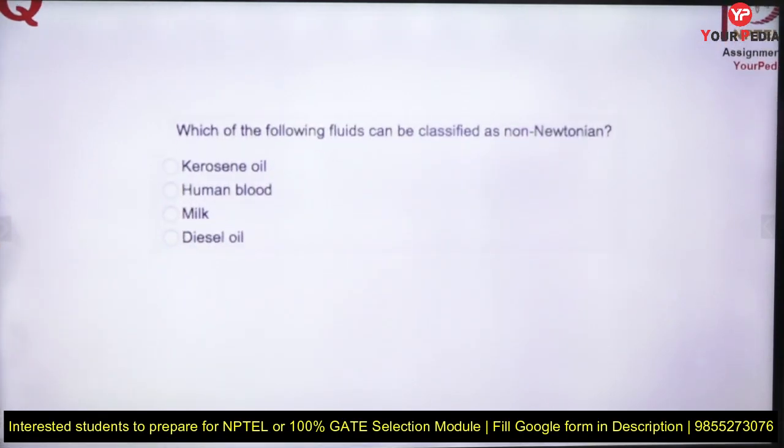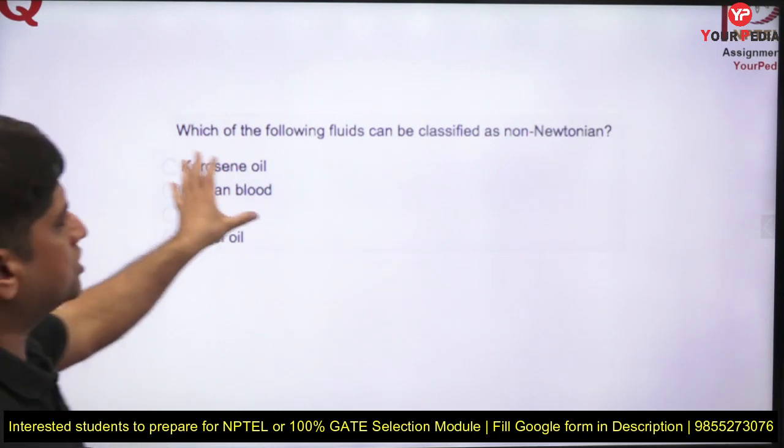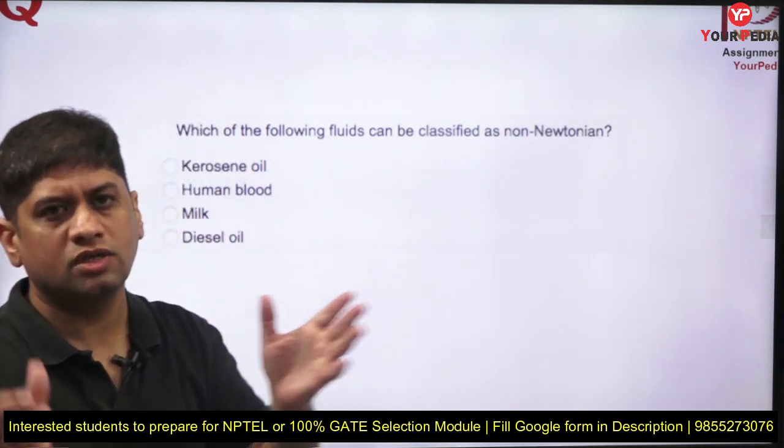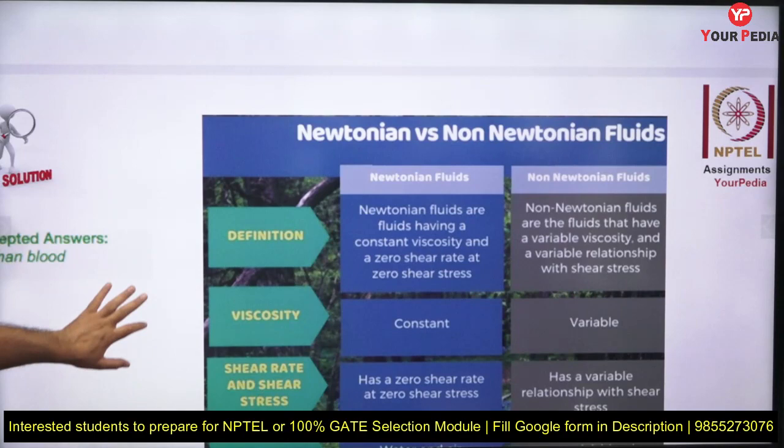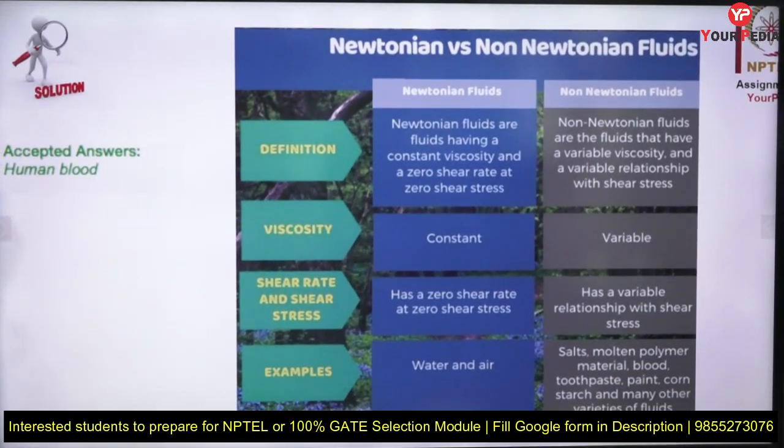Which of the following fluids can be classified as non-Newtonian? Again a question from NPTEL. Now there are so many which look like non-Newtonian. What we understand is water is Newtonian, all others are non-Newtonian. That is what we read. But in such kinds of questions, you have to give the best, most accurate answer. Which one is the most non-Newtonian? So if you find, okay, diesel oil, kerosene oil, their specific gravity looks like, so human blood is the one which looks like the most non-Newtonian. So if I am to answer this question, I will say human blood is the most non-Newtonian.